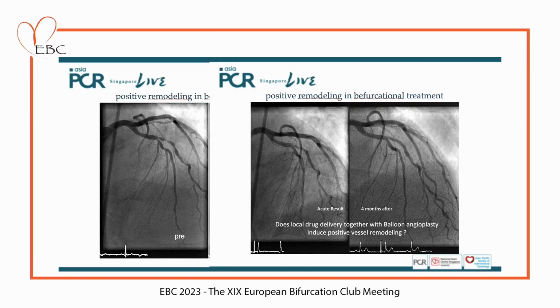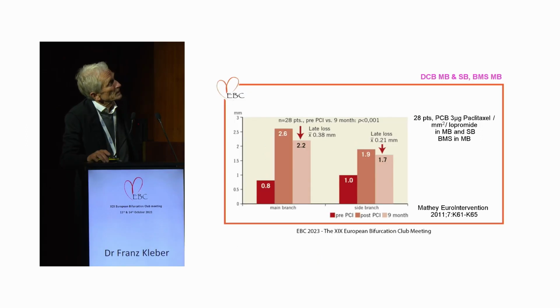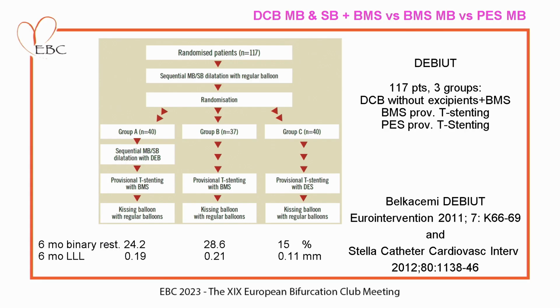This actually is a case I presented 12 years ago at the Asia PCR. You see the LAD D1 bifurcation with late follow-up. One of the first studies was done very early when we had instituted the, at that time, German drug-coated balloon group, and did the first consensus paper. This was a study with the DCB in main branch and side branch, and a BMS in the main branch. At this time, we thought that the combination of a DCB and a BMS would give a good result. You see the result in the side branch, where only the DCB is quite good, and the main branch is not as good.